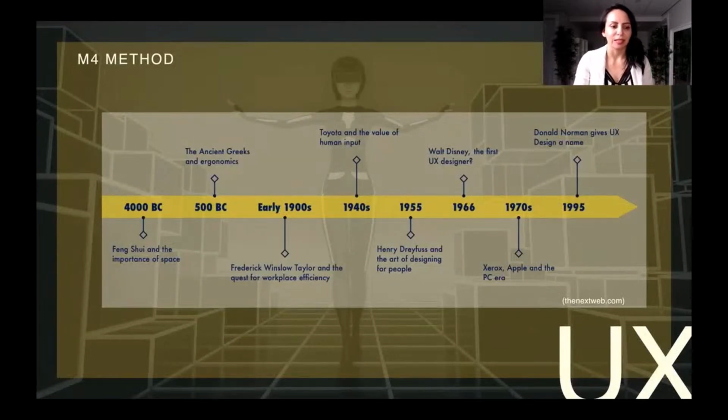So what would this be if we don't discuss UX? This is important because we need to see how this evolution has happened and why we're speaking about the space anyway, and why these tools are now going to make sense. So we begin here in 4000 before the common era with Feng Shui and the importance of space.